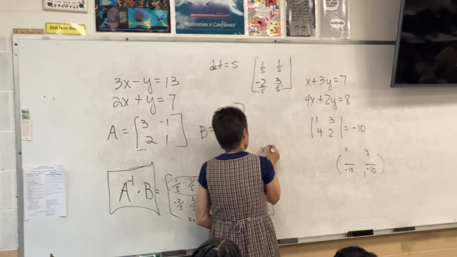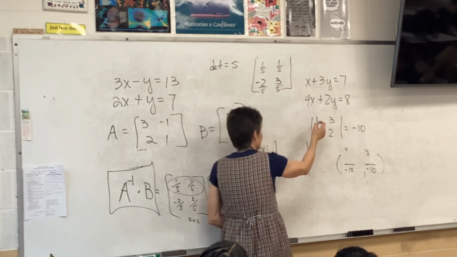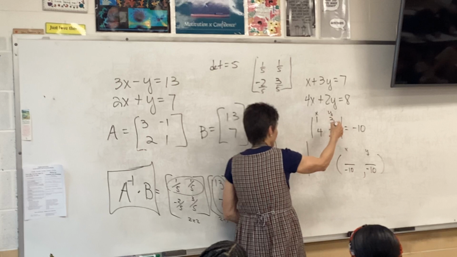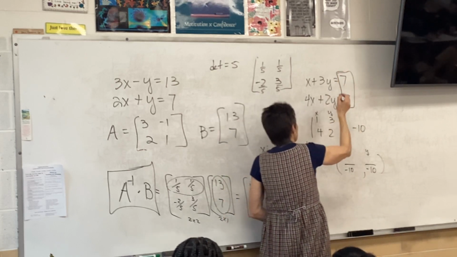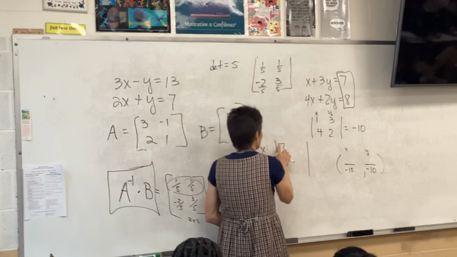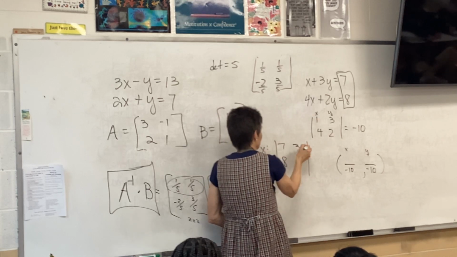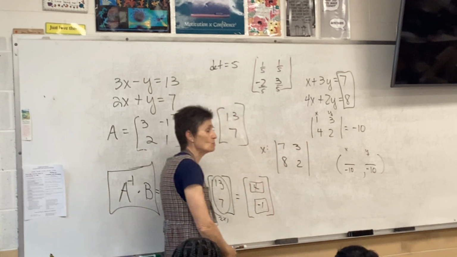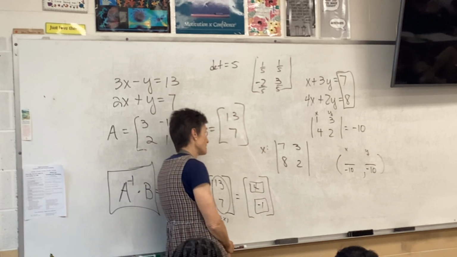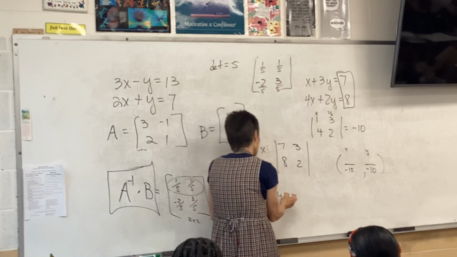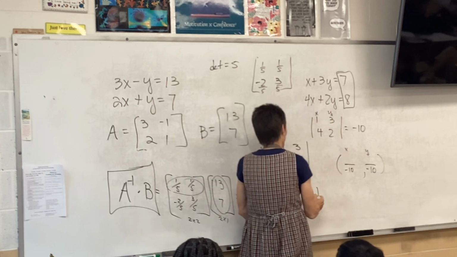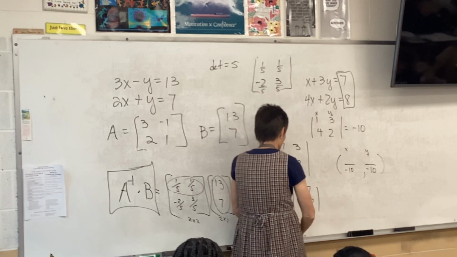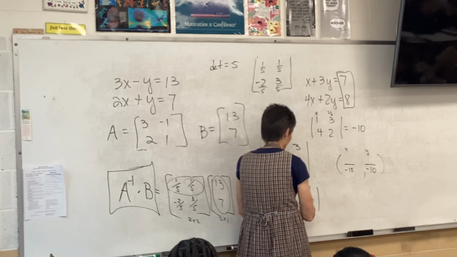So for x, I take this determinant, the original one, but I copy and paste the 7 and the 8 in the x column. I leave the y column alone, copy and paste. When I do y, I do the same thing, but I copy and paste onto the y column, and leave the x column alone.